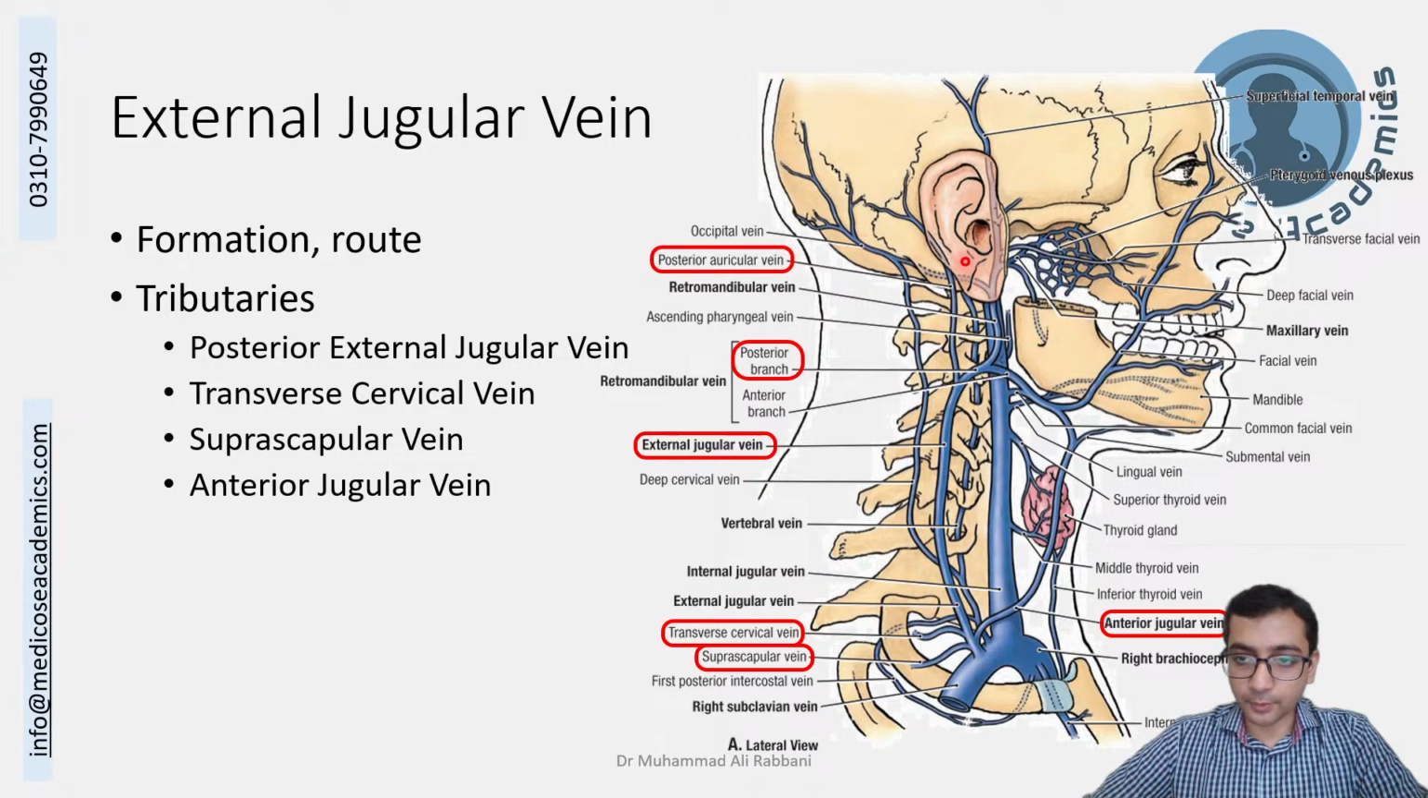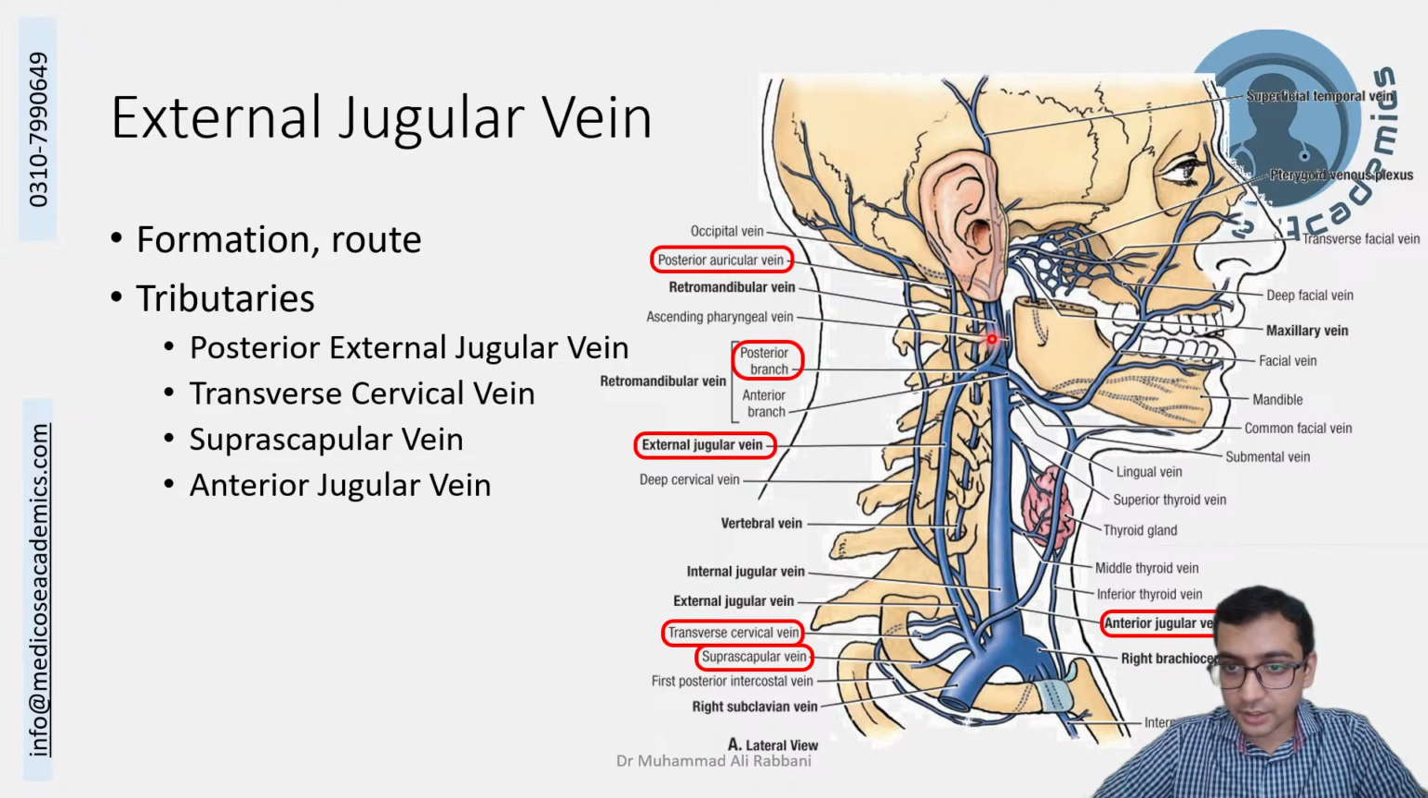External jugular vein. How is it formed? We just talked about the retromandibular vein. In this picture, here is the superficial temporal vein, and this was the maxillary vein. They joined to form the retromandibular vein. The retromandibular vein comes down and divides into two divisions, anterior and posterior. The anterior division was joining with the facial vein to form the common facial trunk.